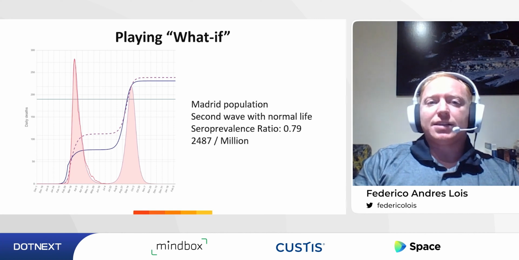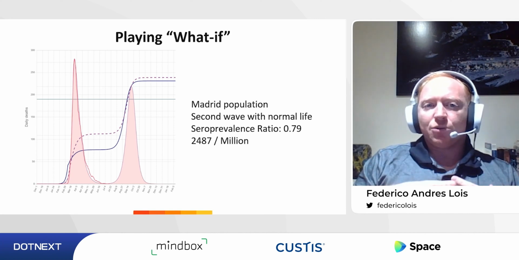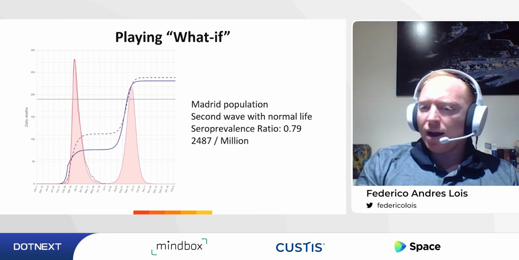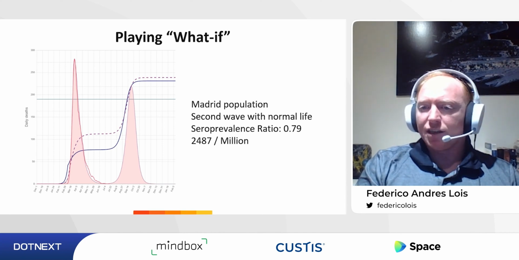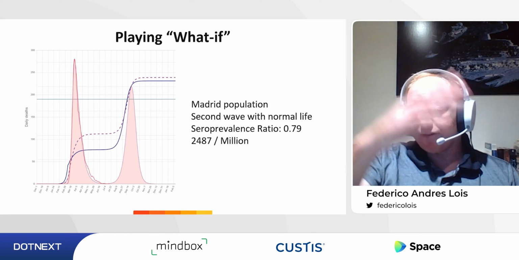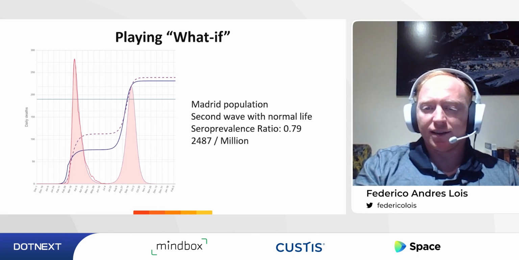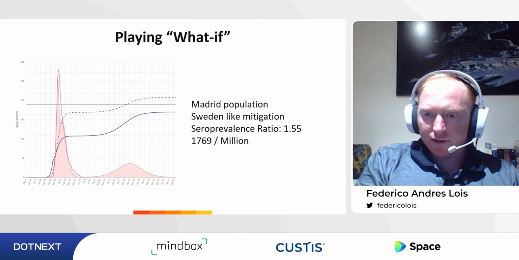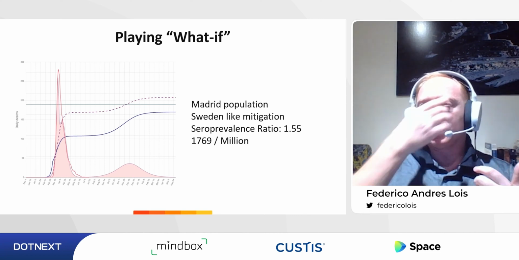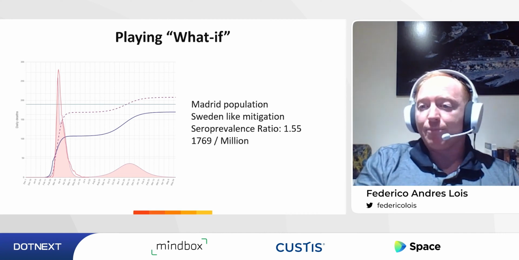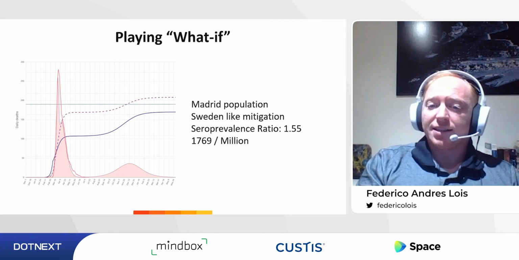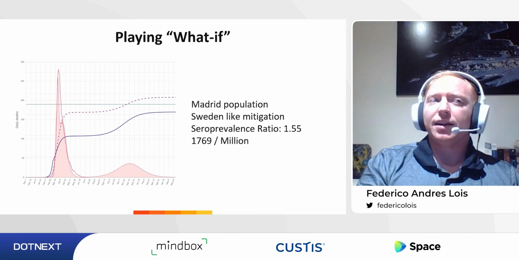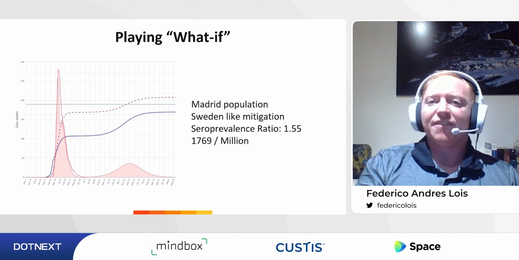So this overdetermination allowed us to play what-if scenarios. It's like if you say, I have the Madrid population, and I have a second wave with normal life, and I'm going to have a seroprevalence of 0.79, I could get roughly 2,500 deaths per million. But if instead I had started with a Sweden-like mitigation, where the seroprevalence ratio is not going to be 1.7 but 1.55, you could go to 1,700, which is pretty interesting because it's telling you something. It's allowing you to explore what would have happened.